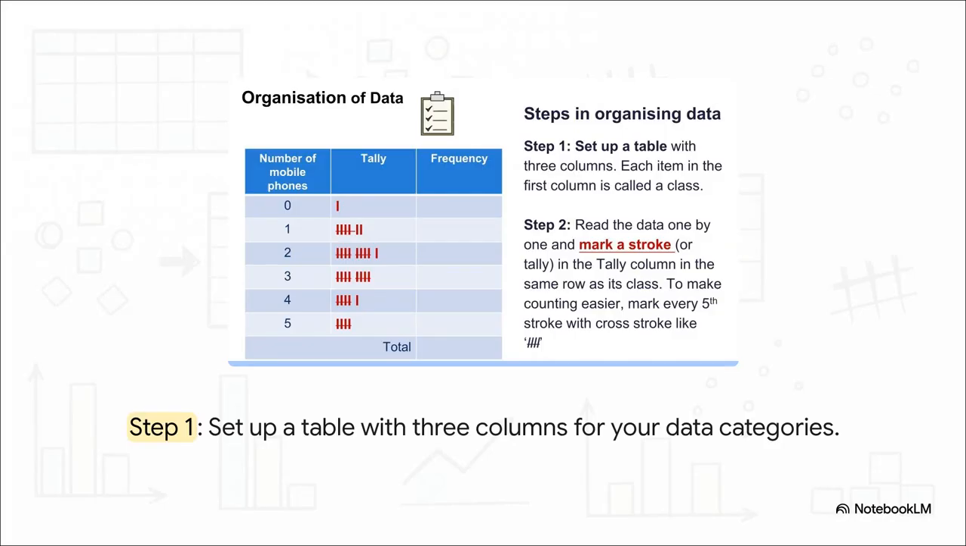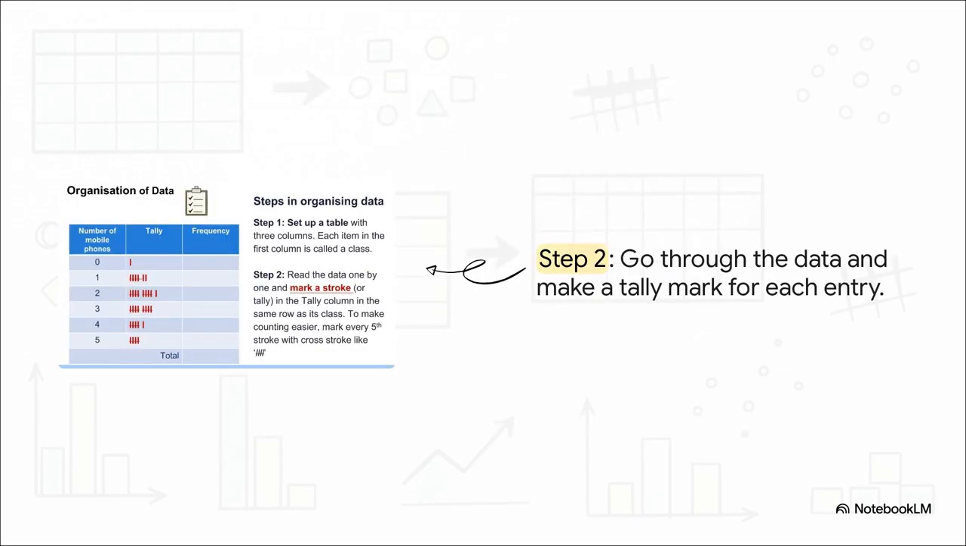Step 1 is super simple. Just draw a table with 3 columns. The first column is for the thing you're counting. In this case, the number of mobile phones, from 0 all the way to 5. The second column is for our tally, and that third one is for the final frequency, which is just the total count.